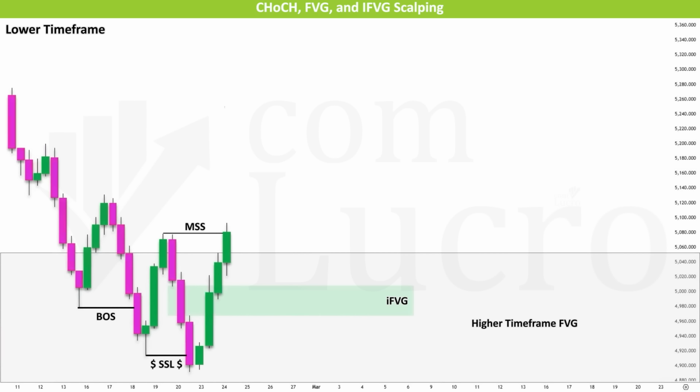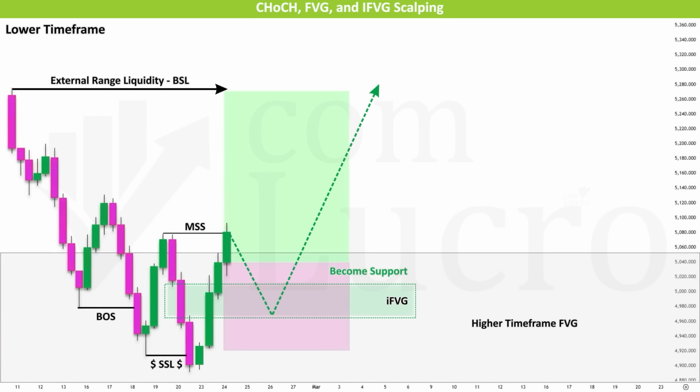When this inverse fair value gap forms, it often acts as a new support level, and this is where you begin planning your long position. At this point, the focus shifts to execution. To enter the trade, you have 2 options. The first option is to enter immediately after the inverse fair value gap forms inside the higher time frame fair value gap.